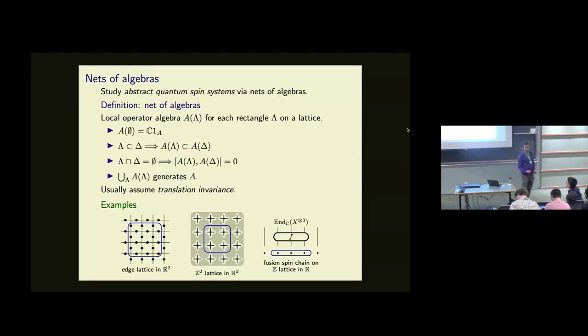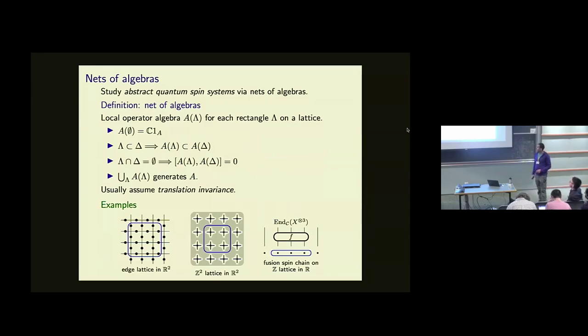There the input is a fusion category C, and I pick a nice object X in there. If I have n sites in a line, then I'm going to take End of that object to the nth tensor power. So put X here, X here, X here, just take the endomorphisms, and that's how I view things with this graphical calculus of fusion categories. So they live right there. That's what an abstract quantum spin system or a net of algebras is.